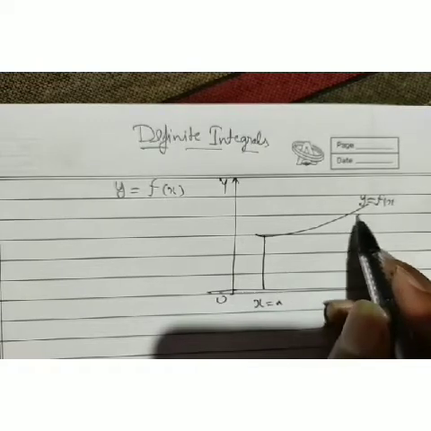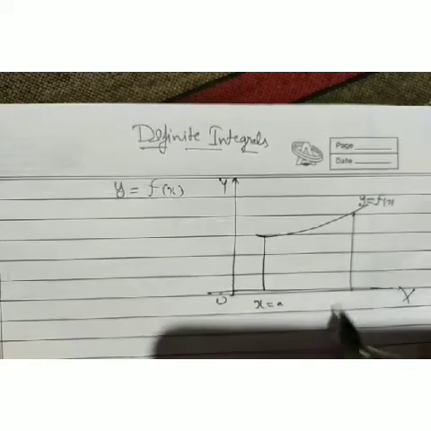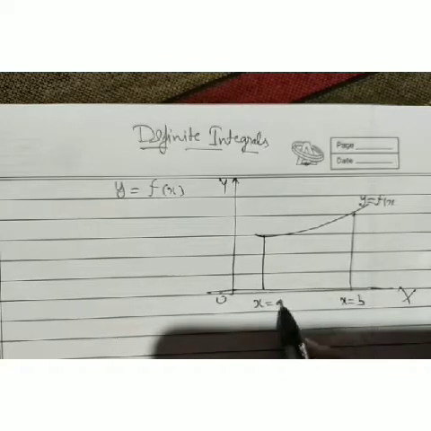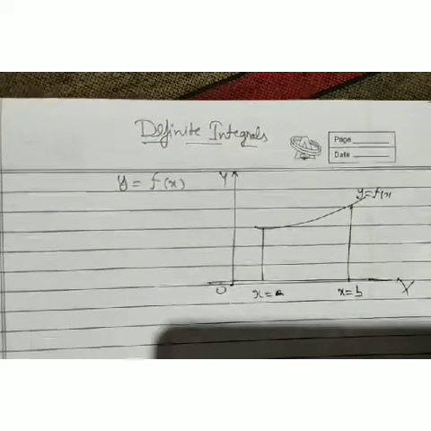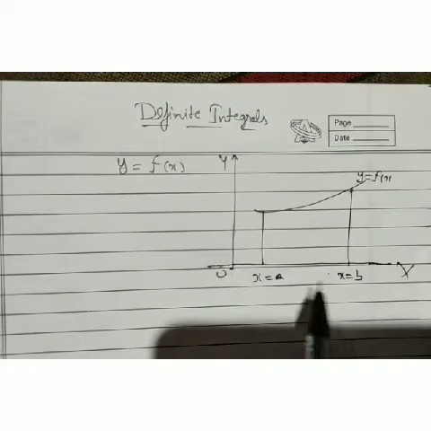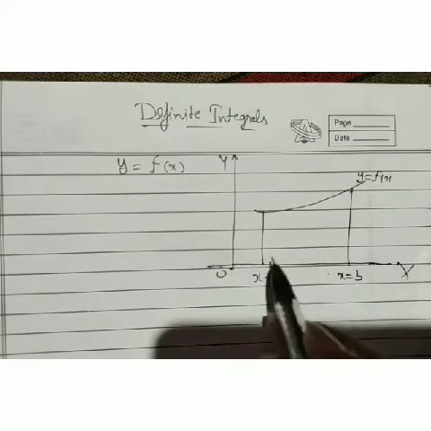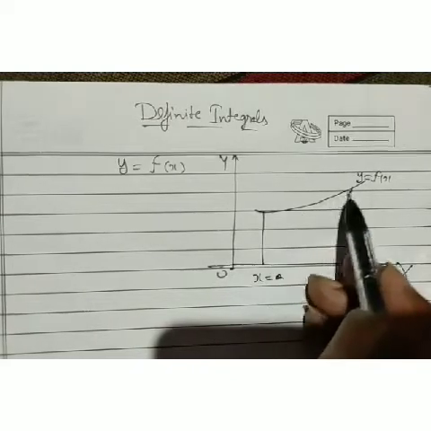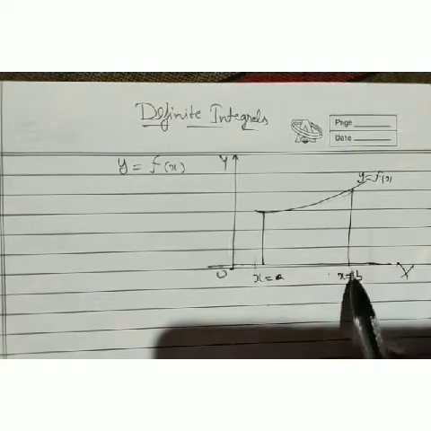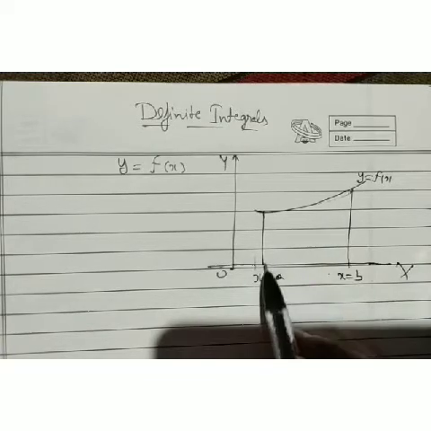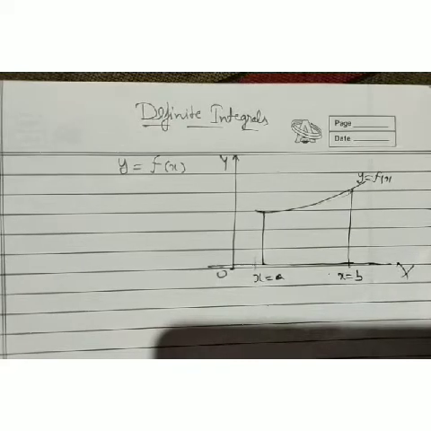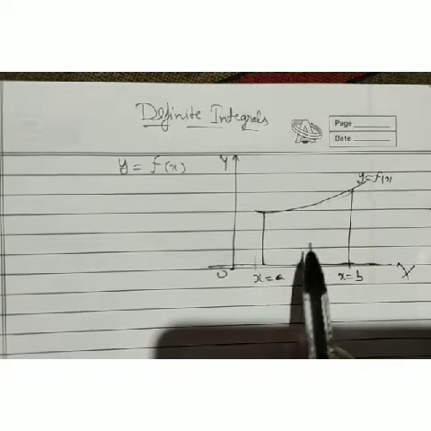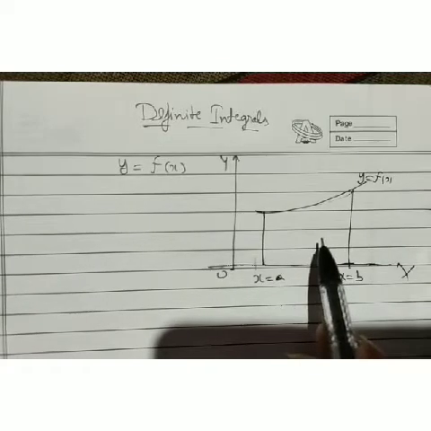We take two ordinates, x equal to a and x equal to b. Suppose we have to find the area between the curve y equal to f(x), the ordinates x equal to a and x equal to b, and the x axis. It is not a closed polygon, so how can we find its area?